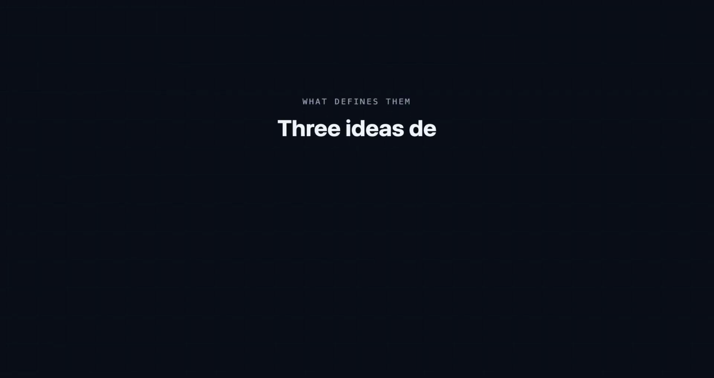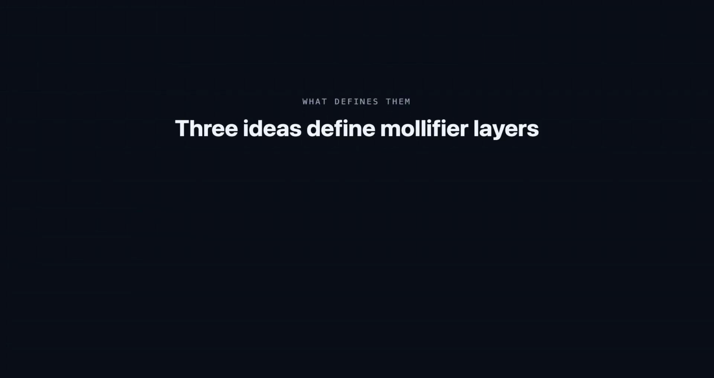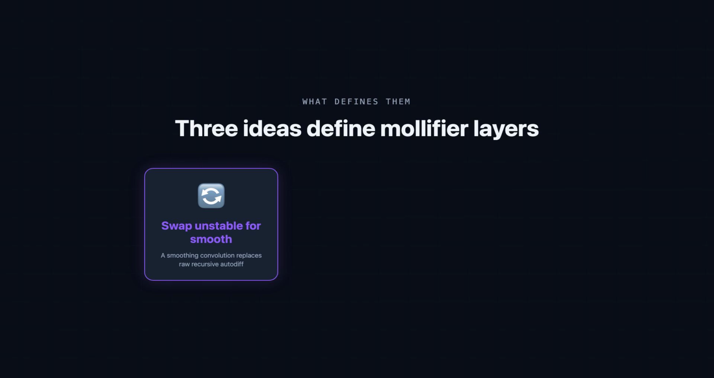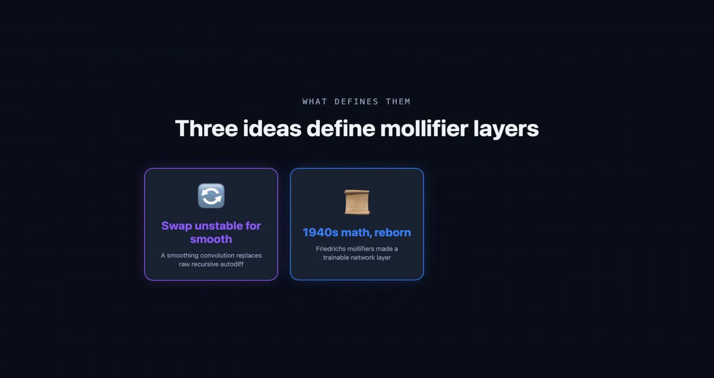Strip it back, and three ideas define mollifier layers. They swap an unstable operation for a smooth one. Rather than trusting recursive automatic differentiation on raw noisy data, they insert a smoothing convolution first. That single change turns a process that amplifies noise into one that suppresses it, which is precisely what unlocks reliable high-order derivatives. The idea borrows from mathematics almost a century old.